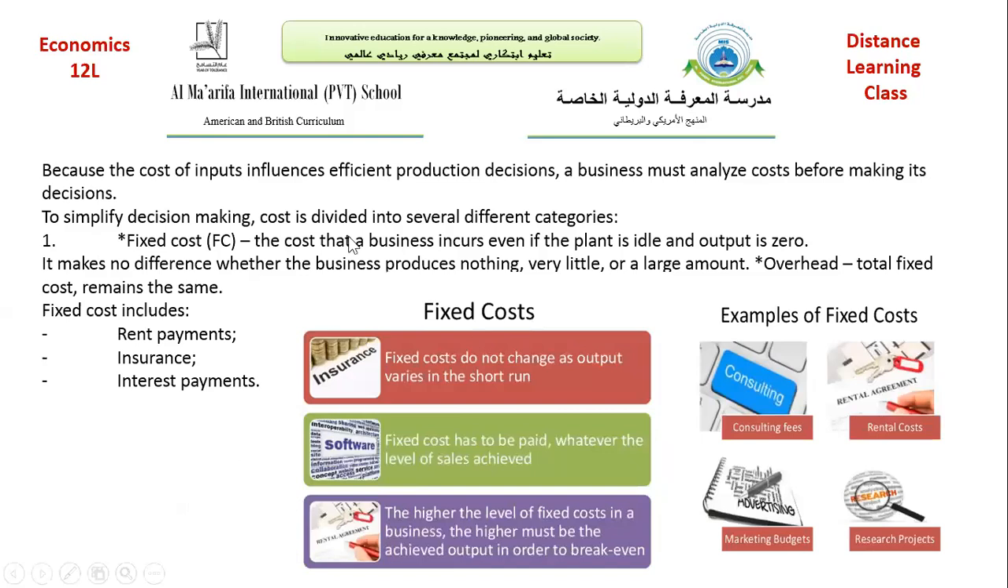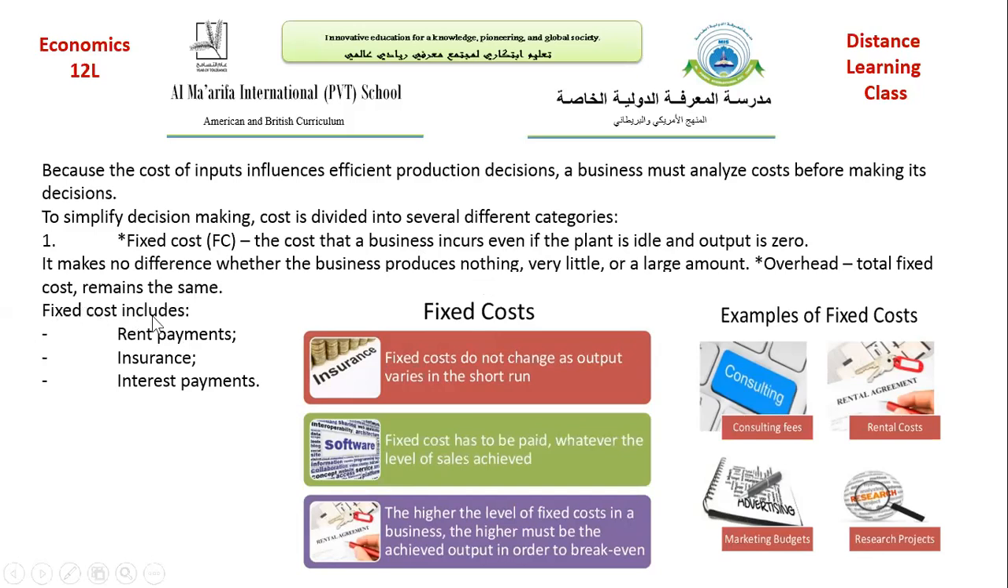Here we're coming to a few categories of cost. The first one is fixed cost. Because the cost of inputs influences efficient production decisions, a business must analyze costs before making its decision. To simplify the decision-making process, cost is divided into several different categories. Fixed cost, or abbreviation FC, is a cost that the business incurs even if the plant is idle and output is zero. It makes no difference whether the business produces nothing, very little, or a large amount. Overhead, its total fixed cost remains the same.